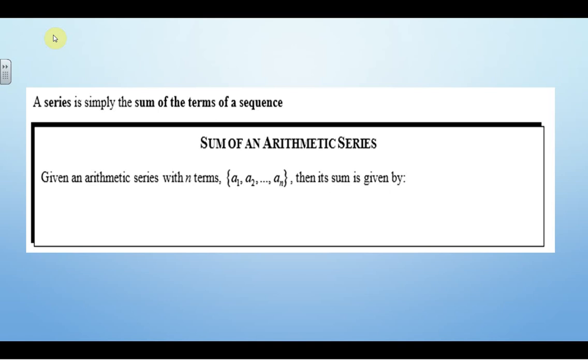Given an arithmetic series, the sum is given by doing this, okay? So this formula you are not given. You have to memorize this formula. You need to know it. You're not given this one. You're given the other ones, but not this one. So this one you have to memorize. So it's n over 2, and then it's a sub 1 plus a sub n.